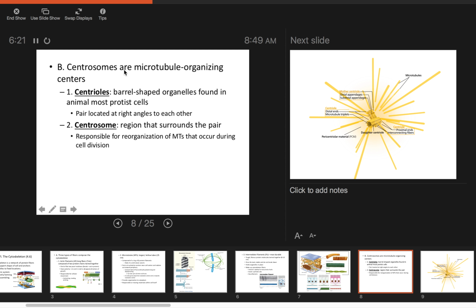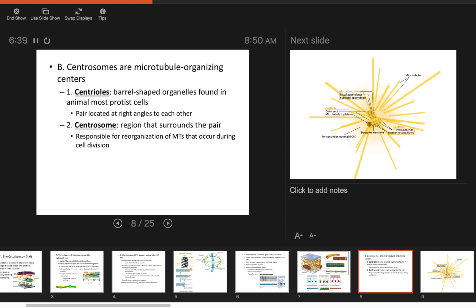So with microtubules, we have to talk a little bit about centrosomes, because centrosomes basically just have microtubules radiating out of them. So centrosomes, they're basically centrioles, barrel-shaped organelles. A lot of times in diagrams you see something like this at 45-degree angles.